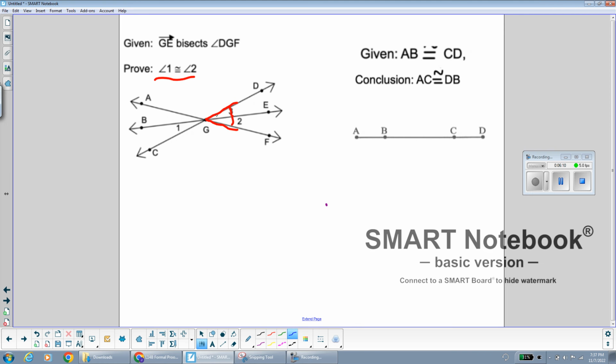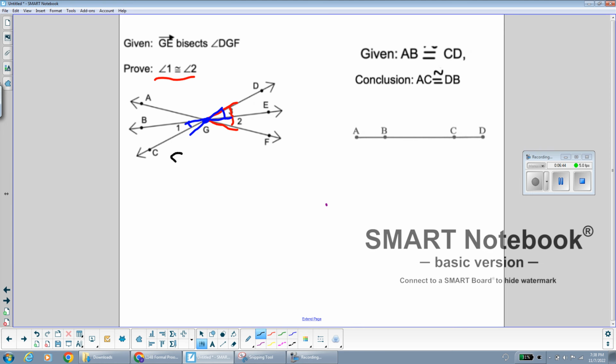Looking at my diagram, I do see that angle 3 and angle 1 come out at the same point and look like they're opposite from each other. That means they're vertical angles, and vertical angles are always congruent to each other. So since we know that angle 3 is congruent to angle 2, and that angle 3 is also congruent to angle 1, it makes sense that angle 1 would have to be congruent to angle 2.